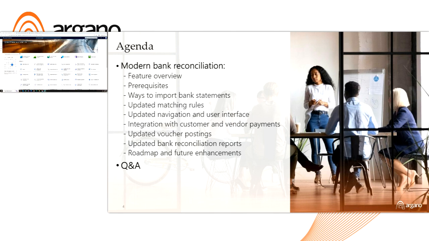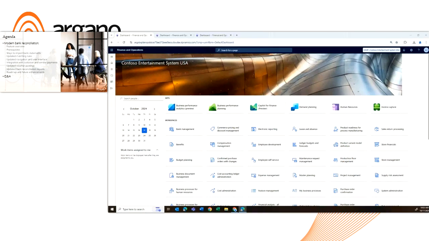Okay. You should be able to see my Contoso environment now, and I will start talking about the feature overview. Basically, okay, there is something new happening with the modern bank rec. Like, what am I doing? What am I turning? What am I configuring? Like, well, what is happening?